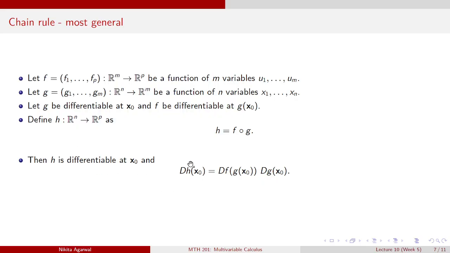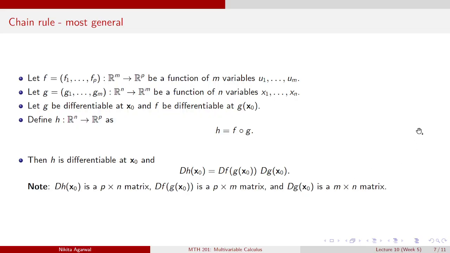The size of Dh is p cross n. The size of Df is p cross m, and the size of Dg is m cross n. So all the dimensions match. So Dh at x naught is p cross n, Df at g of x naught is p cross m, and this is m cross n. So you can multiply these two and you will get a p cross n matrix.